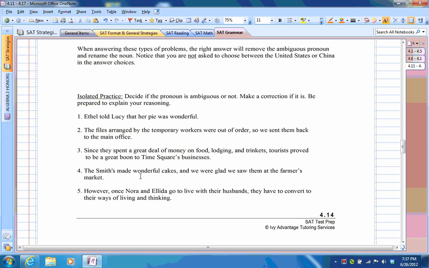Here's some isolated practice. Ethel told Lucy our pie was wonderful. So this has to be more specific. Whose pie is it? And you can actually say it either way. You could say Ethel told Lucy that Lucy's pie was wonderful, or Ethel told Lucy that her own pie, or Ethel's pie, was wonderful. Because it's not quite sure: is Ethel talking about her own pie or the pie that Lucy made?